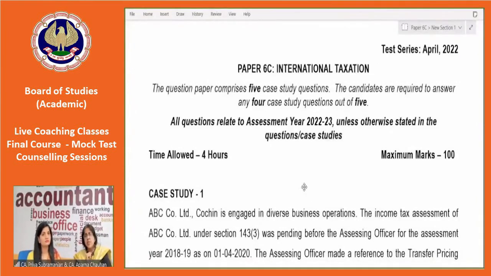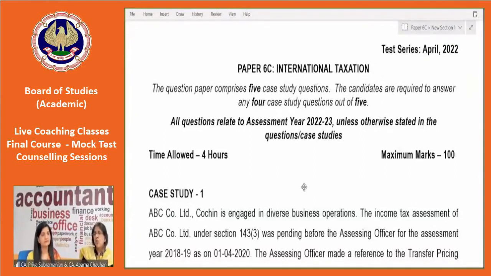And as far as OECD and UN model conventions are concerned, the basic differences between the two are very important. Like you have a force of attraction rule in UN, you don't have it in OECD. You have a service PE concept in UN, you don't have it in OECD. So those things are very important. What are the differences between the two? And everything has been discussed in the study material.